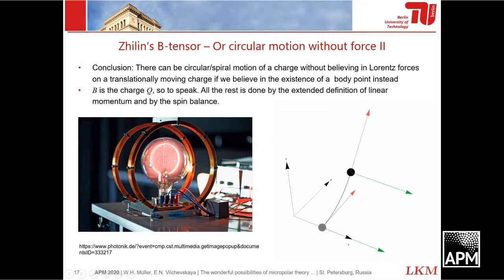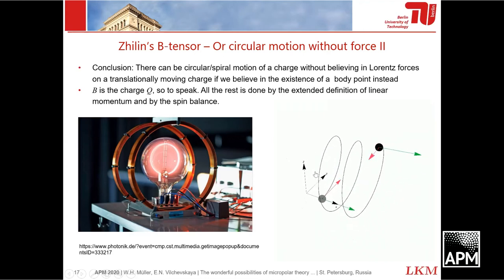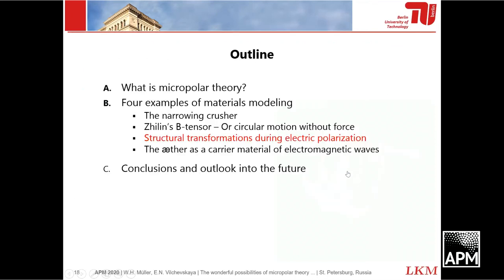Usually we don't do that. Here is the famous solenoid experiment between the two Helmholtz solenoids. So we have an electronic beam coming out here, and the Lorentz force is forcing this beam on a curved pathway. But with this solution, we can have the same effect. And I have illustrated this here for you. So you could alternatively think in terms of the B tensor, if you believe in a Tyelo Tochka, in a body point. So that was my second example. Striking one, circular motion without force, quite contradicting to what Newton told us. Food for thought, I would say.